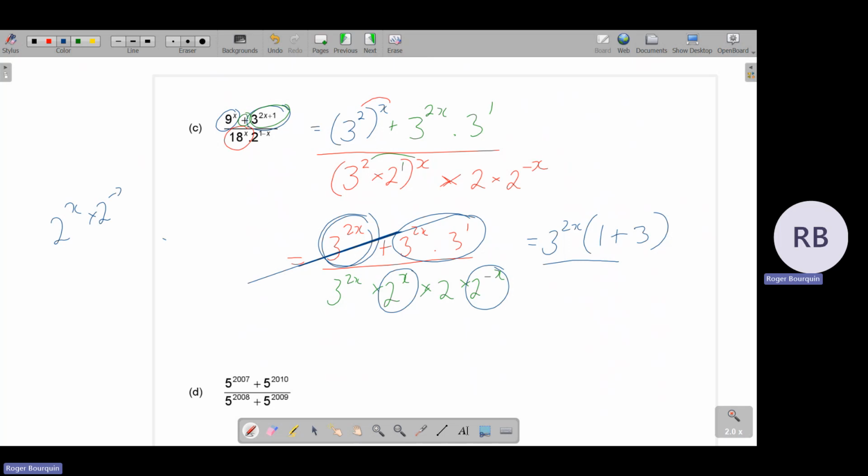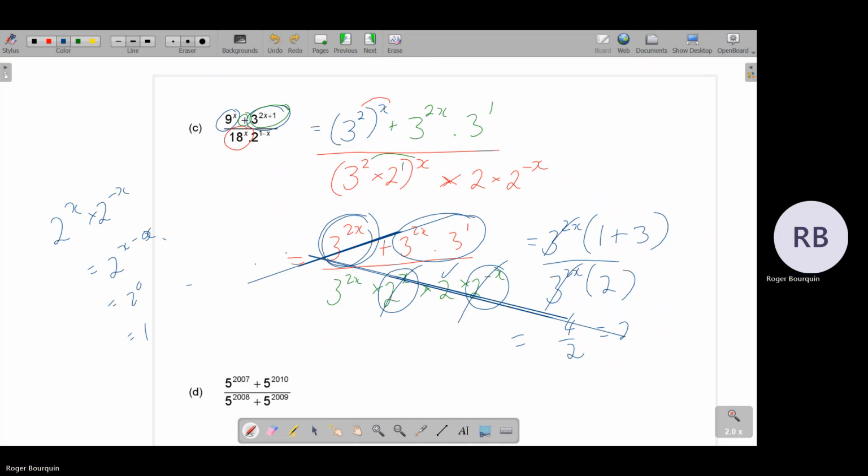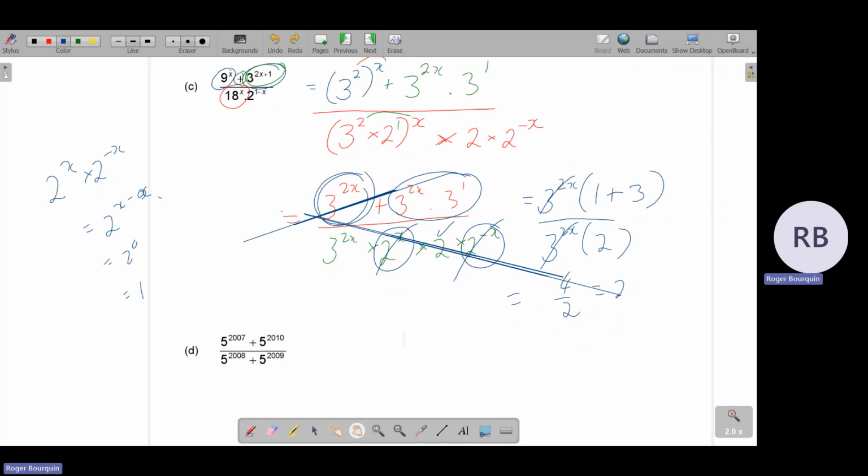You add the exponents, you get 2 to the x minus x, which is 2 to the 0, which is just 1. So these essentially cancel each other out, and you're left with 3 to the 2x in the denominator, as well as times that 2 over there. Then the 3 to the 2x's cancel out, so I'm left with 4 over 2, which is equal to 2. Sorry about the crossing out. So your answer is equal to 2.